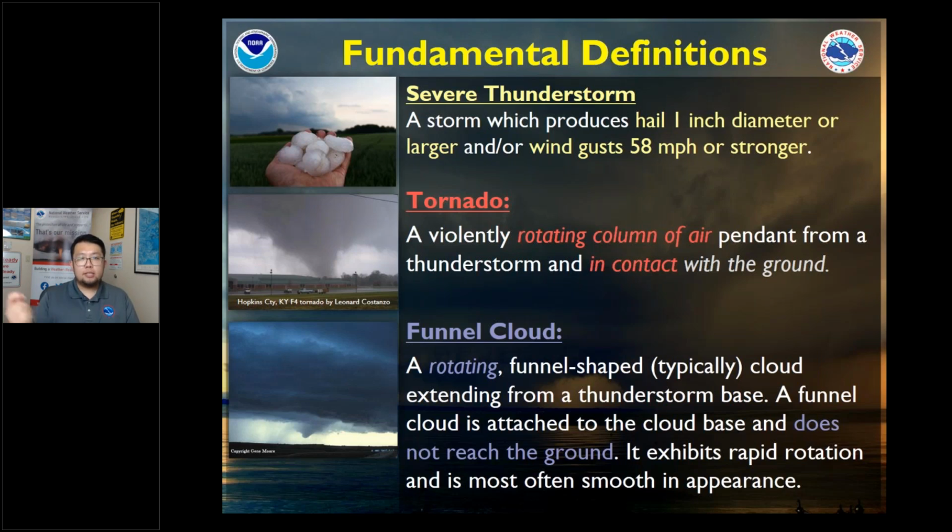A funnel cloud's a nice thing to report, because if you see something that's rotating, that's trying to make its way to the ground, we can add a little bit of credibility to our warnings, and we can let people know, hey, not only do we think there might be a tornado on the ground soon, but it looks like we're seeing something trying to drop down physically.